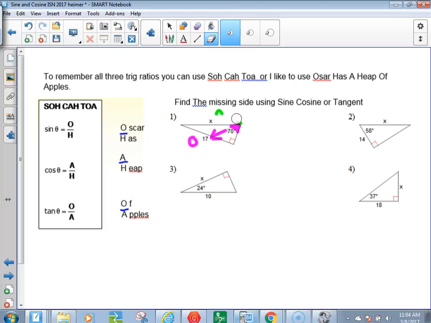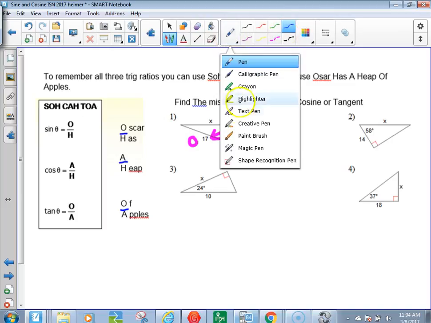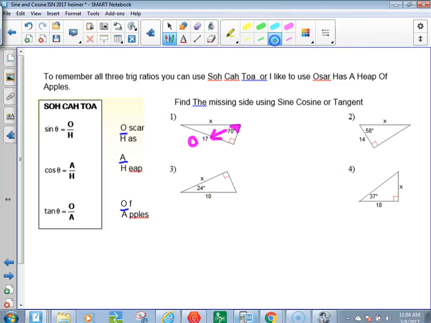Is that the adjacent leg? No, it's the hypotenuse. It's across from the 90. Now, we might say, well, wait, it looks like the adjacent leg because it's next to the angle, but it's not the adjacent leg. This would be the adjacent leg because it's across from the 90, it's the hypotenuse. Sometimes maybe it's just good to go through them quick and identify all the hypotenuses.